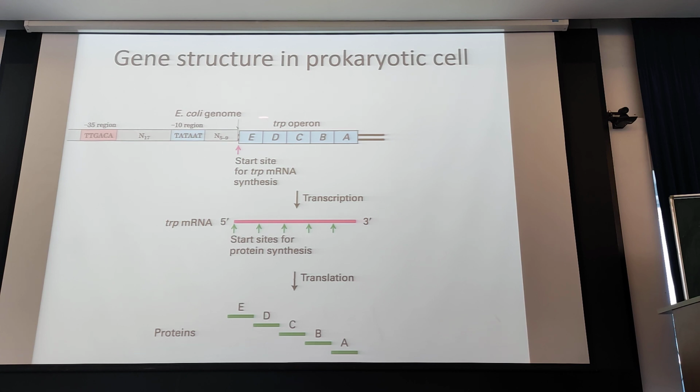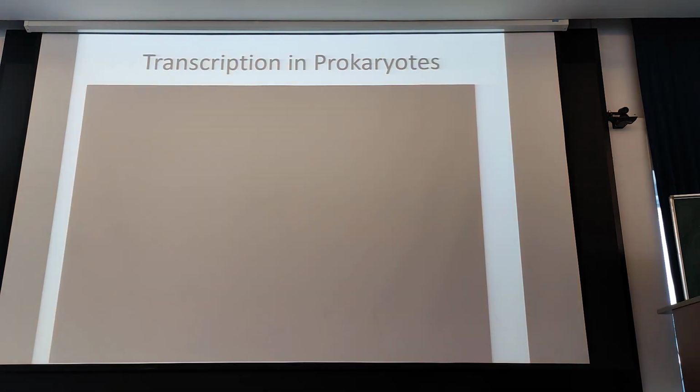In prokaryotic cells, most genes encode for proteins. For example, in here we have 1, 2, 3, 4, 5 genes organized as an operon, and they are controlled by the same protein. So when it's activated, all the mRNA is synthesized, and we have different proteins with a similar function composed.